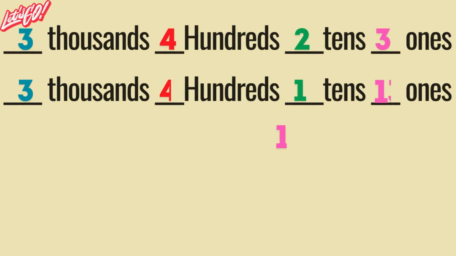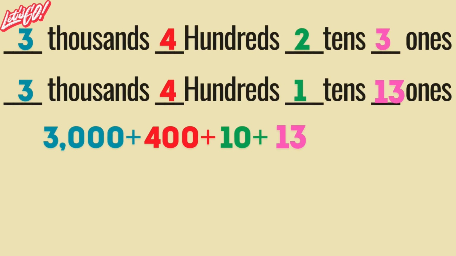Now we're going to combine this and see, do we still have the same number? Is it going to still be the same value when we crush it all together? Ready? So we're first going to crush the 10 and the 13. So 10 plus 13 crushed together is 23.